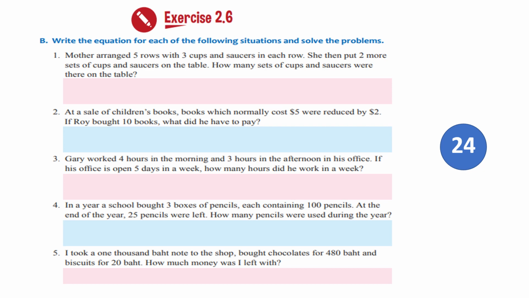Number 2. At a sale of children's books which normally cost $5 were reduced by $2. If Roy bought 10 books, what did he have to pay?